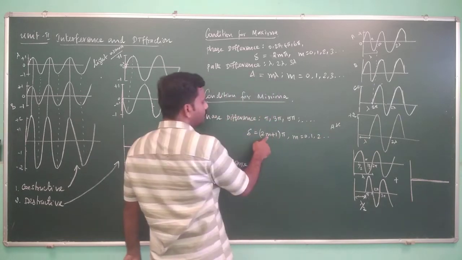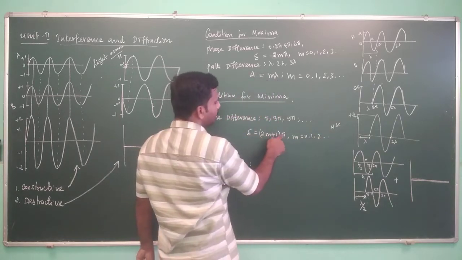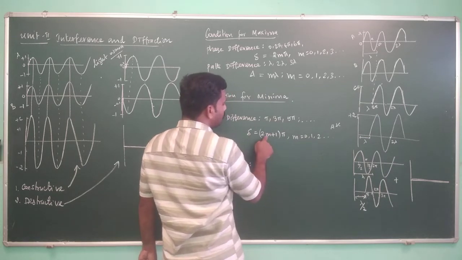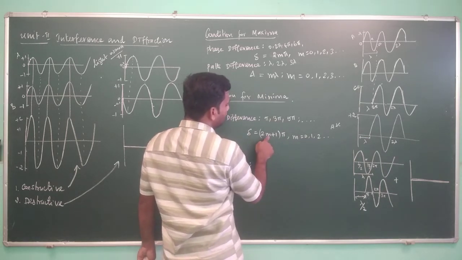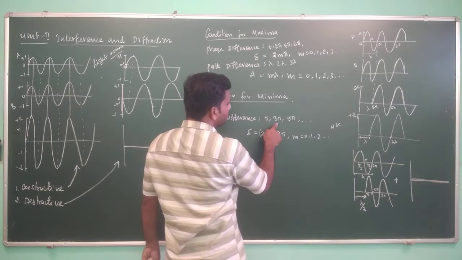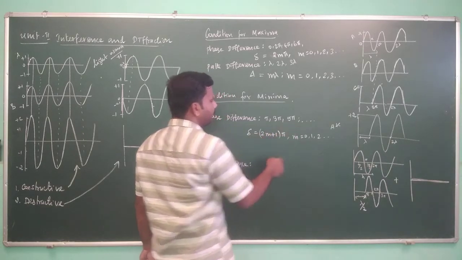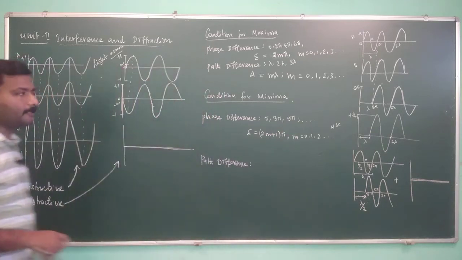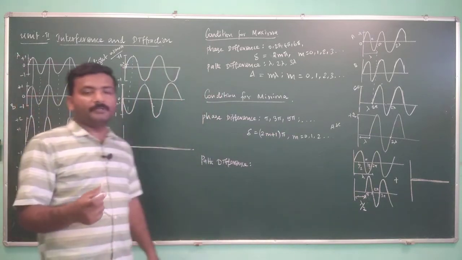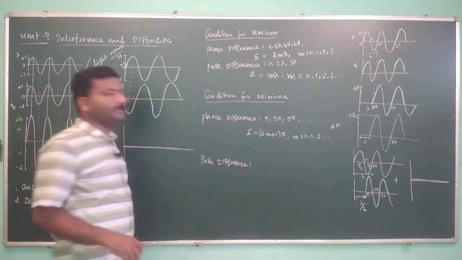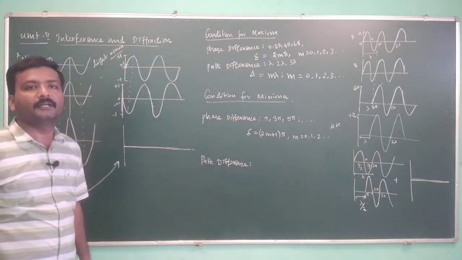Suppose you apply m equal to 0: 2 into 0 is 0, plus 1, then it becomes pi. If m is equal to 1, 2 into 1 is 2, plus 1 is 3, so 3 pi. If it is 2, 2 into 2 is 4, plus 1 is 5, so 5 pi. So when pi, 3 pi, 5 pi is the phase difference between the two interacting waves, then the condition for minima will occur, so destructive interference will happen.